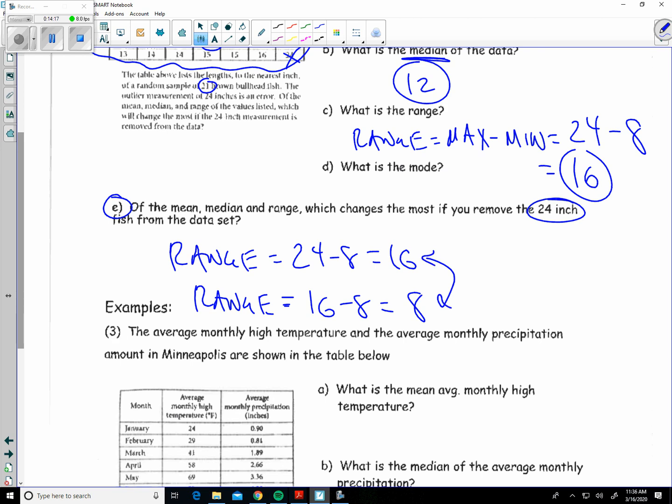So of the mean, median, and range, which changes the most if you remove the 24-inch fish? And that would be the range. The range value would change the most.